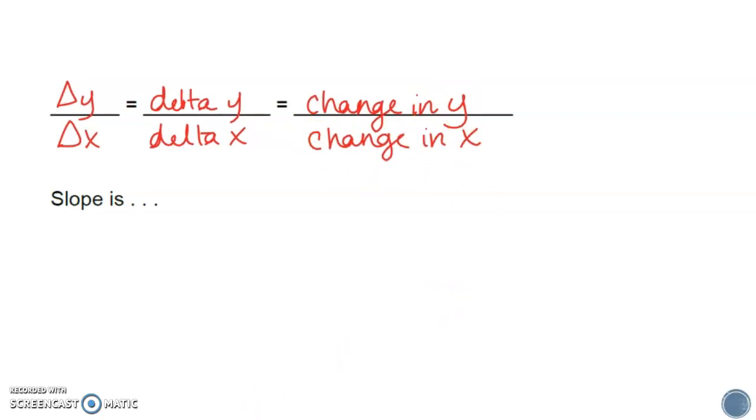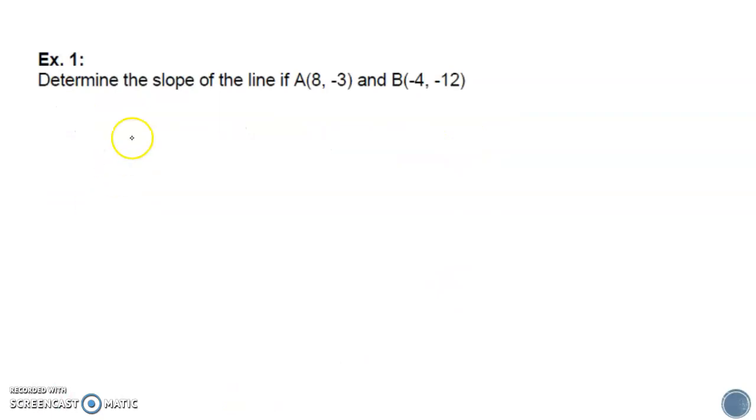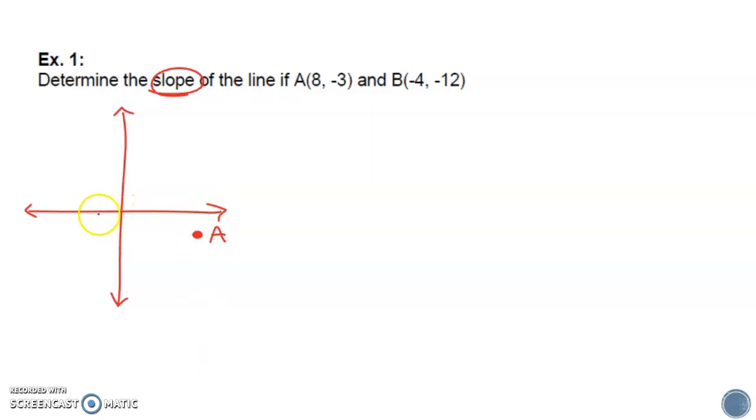So for example 1, I want to determine the slope of the line if A is a point at (8, -3), and B is a point at (-4, -12). So I'm going to go ahead and sketch a graph so I can see what my situation looks like. If point A is at (8, -3), then I'm going to move roughly 8 spaces to the right from the origin and then down 3. So it's somewhere over here. That would be point A. And then point B would be at (-4, -12), so that would be somewhere over here. And this would be my line AB that I'm trying to determine the slope of.